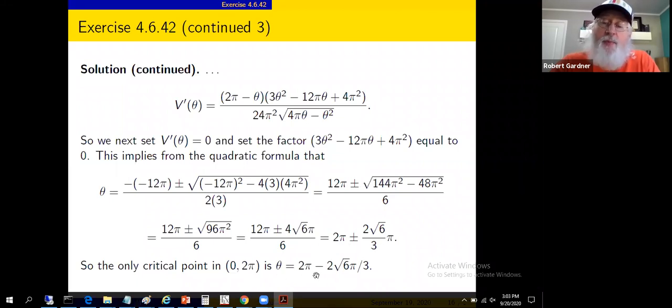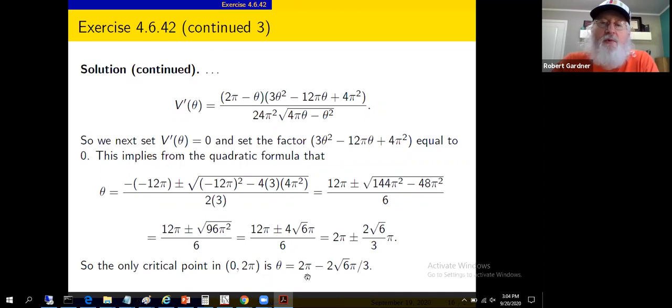So theta equals 2 pi minus 2 square root of 6 pi over 3. That gives a critical point. So we've got a critical point of 2 pi minus 2 square root of 6 pi over 3, a critical point of 0, and a critical point of 2 pi, and an endpoint of 0 and an endpoint of 2 pi. So we need to check the volume formula at 0 and 2 pi. That's going to be a total piece of cake. And at this angle here.